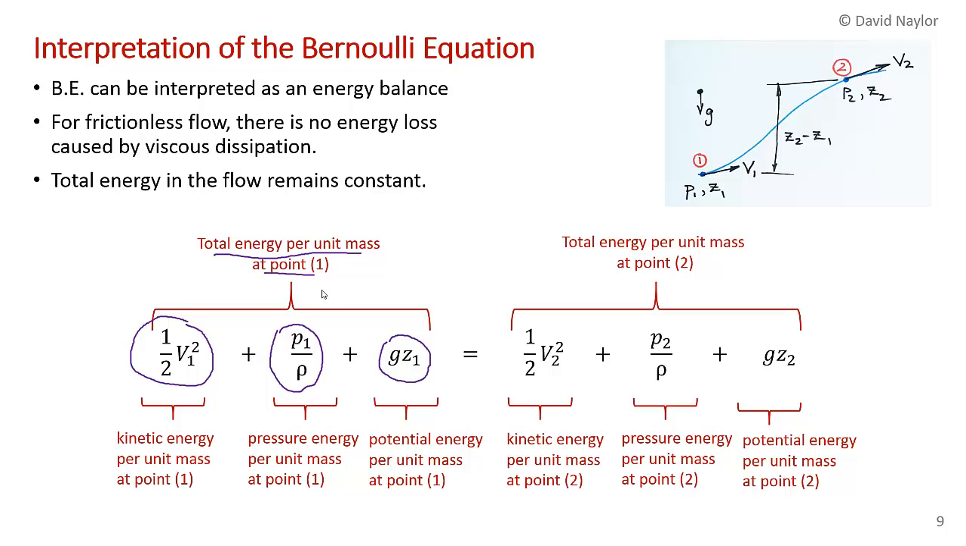And this is a conservative system. There's no energy being dissipated by viscosity, by friction. So that equals the total energy at point 2. So at point 2, we have some kinetic energy per unit mass, some pressure energy per unit mass, and some potential energy per unit mass. And so if the flow speeds up and it gains kinetic energy, that must have come at the expense of either pressure or elevation. Elevation must have gone down or pressure must have gone down. And we'll talk about that more in subsequent examples.